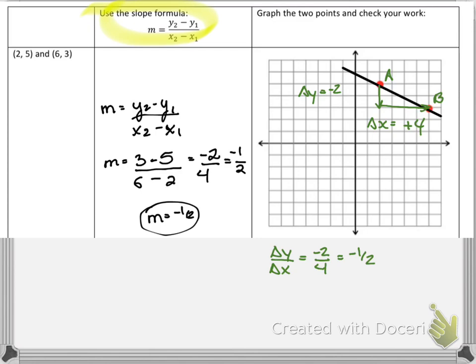So I wanted to do this both ways so that you could understand that the slope formula is the algebraic equivalent to what we were just doing in our previous videos graphically. So technically, you could use the slope formula, or you could always plot 2 points and graphically find the slope.